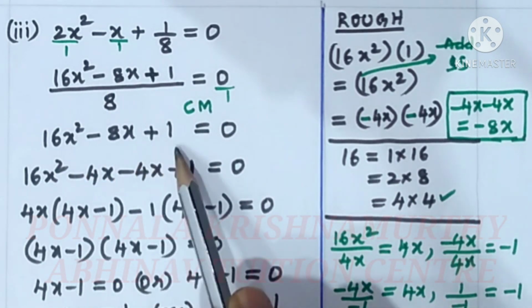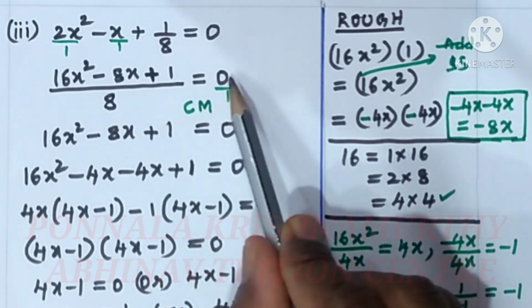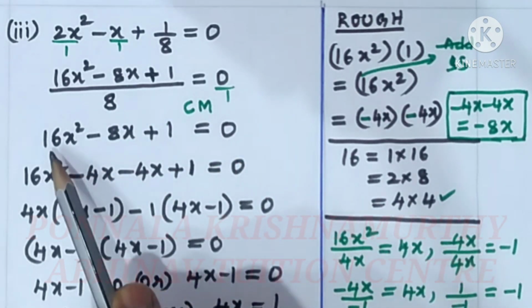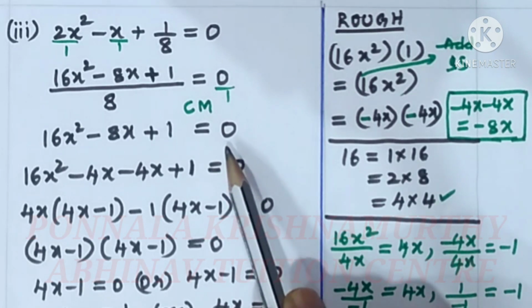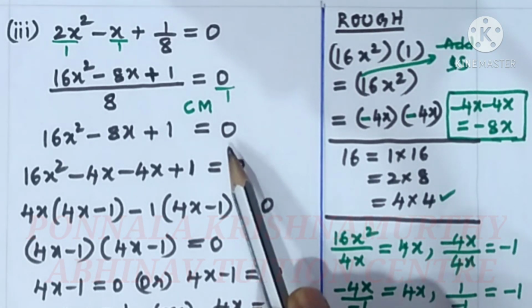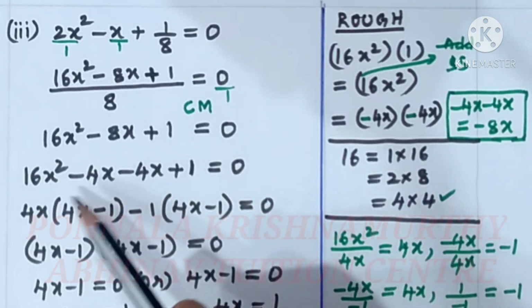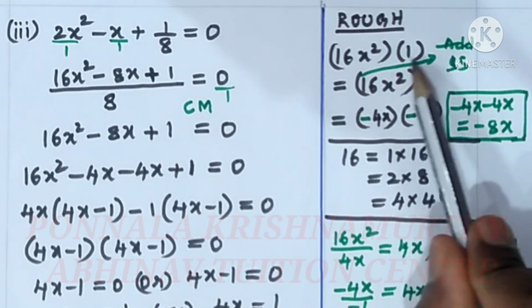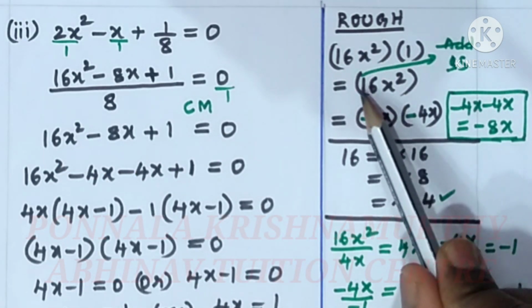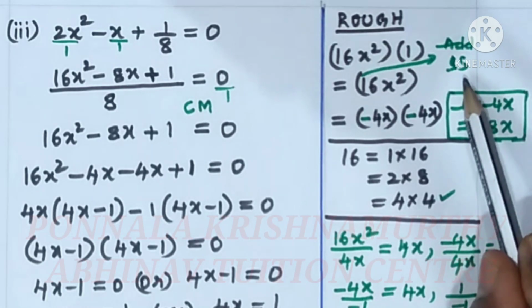16x square minus 8x plus 1 is equal to 8 into 0, which is 0. Now this is in the form of ax square plus bx plus c equal to 0. Now we will factorize and solve. Now 16x square into 1 is 16x square. Here we have a positive sign, so addition and same signs.